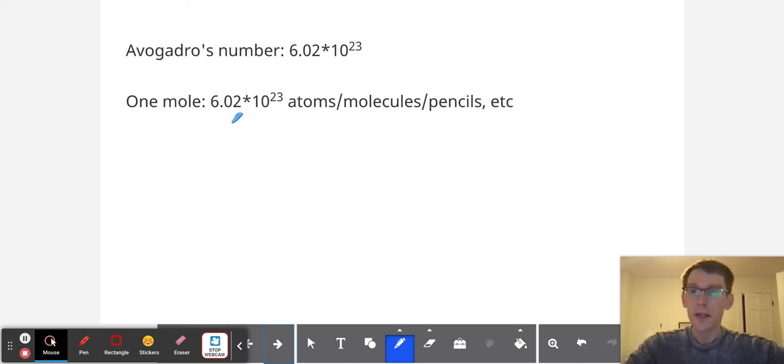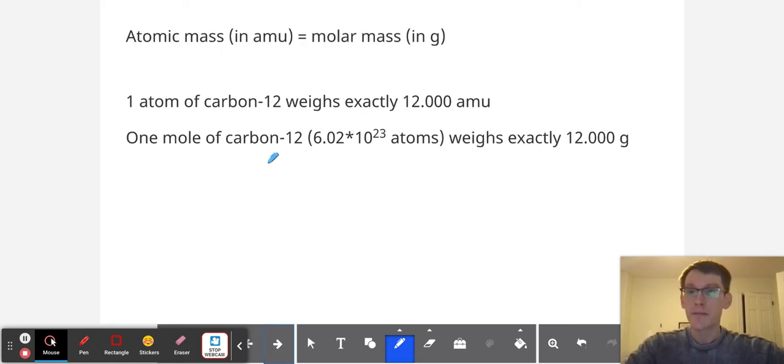Now, the mole is 6.02 times 10 to the 23rd. It's just a number. It's kind of like a dozen. We have the name dozen that represents 12. Well, the name mole represents Avogadro's number, 6.02 times 10 to the 23rd, whether it's atoms, molecules, or pencils. Of course, in chemistry, we'll be thinking of atoms or molecules, sometimes electrons. And so that's what we'll use. Now, that number is bizarre, right? 6.02 times 10 to the 23rd. It's huge. This isn't simple like a dozen.